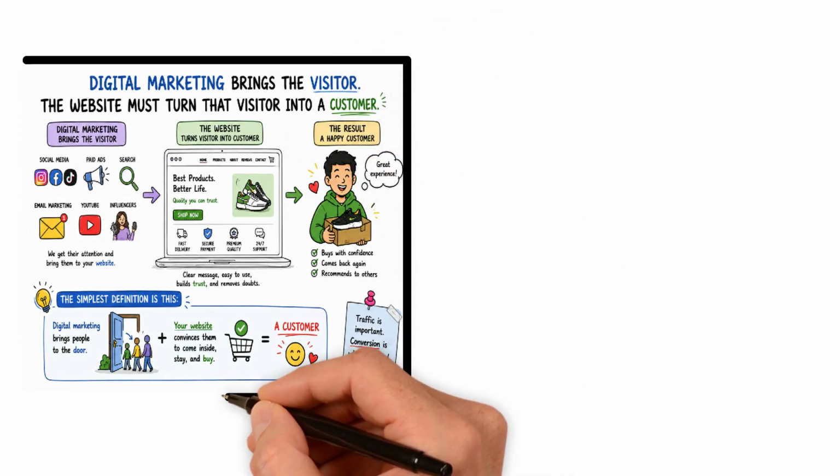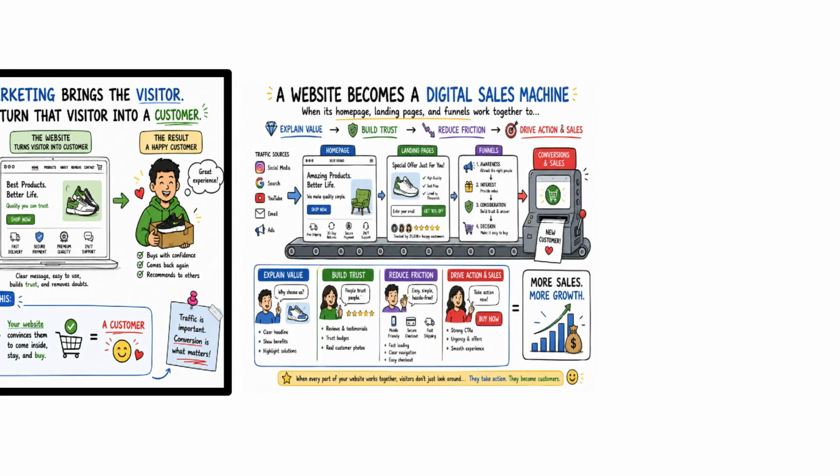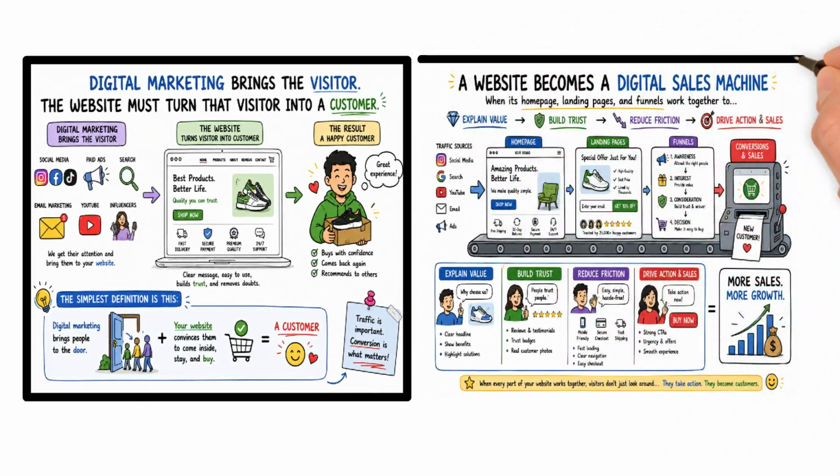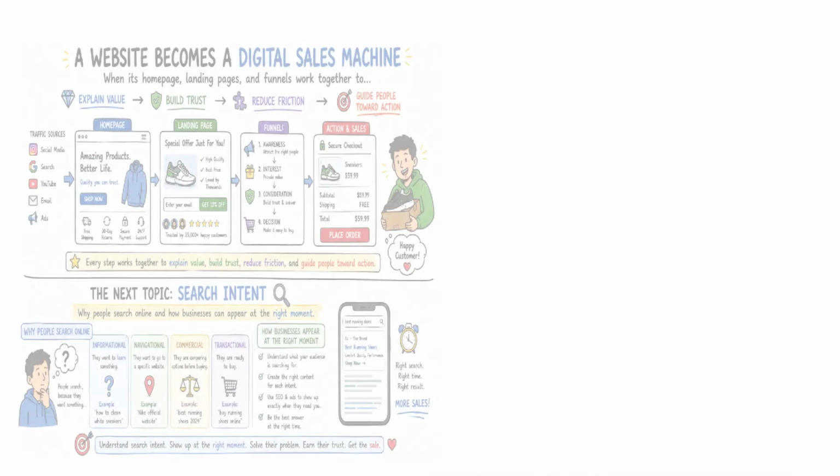The simplest definition is this: a website becomes a digital sales machine when its homepage, landing pages, and funnels work together to explain value, build trust, reduce friction, and guide people toward action.